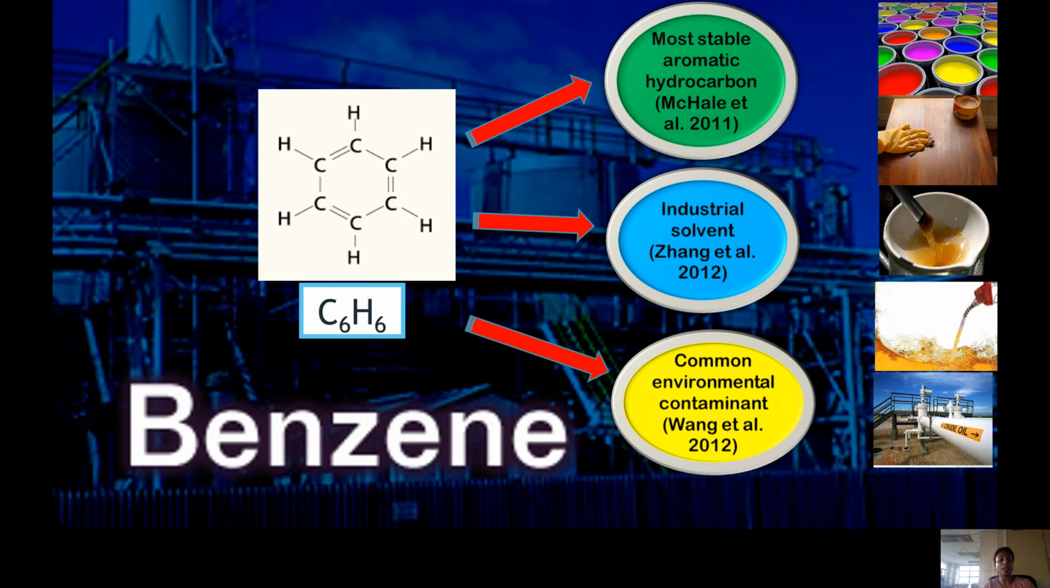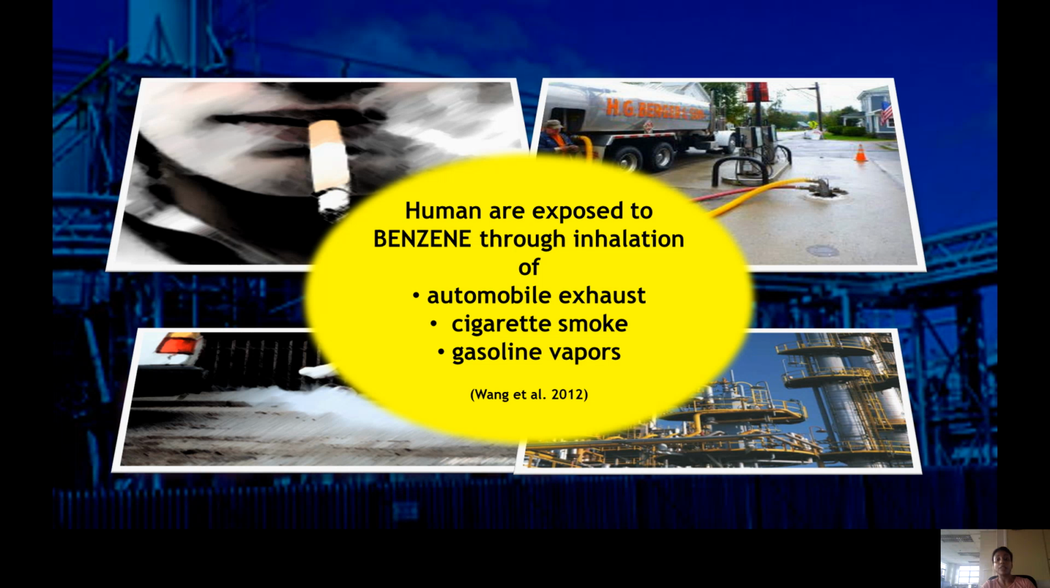Benzene is categorized as the most stable aromatic hydrocarbon, which is found in industrial solvent, and it has been categorized as a common environmental contaminant. Humans are exposed to benzene through automobile exhaust, cigarette smoke, and also gasoline vapors.